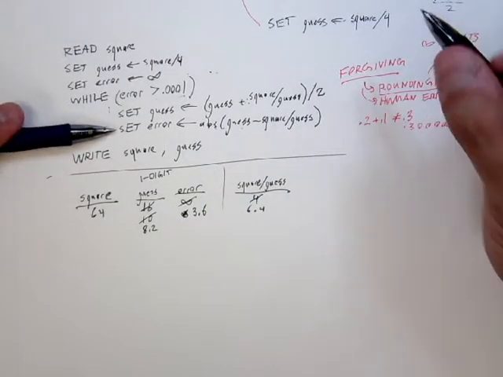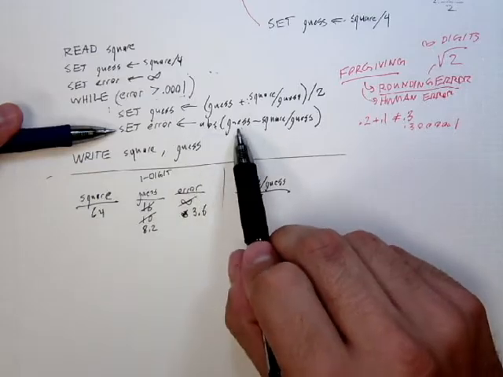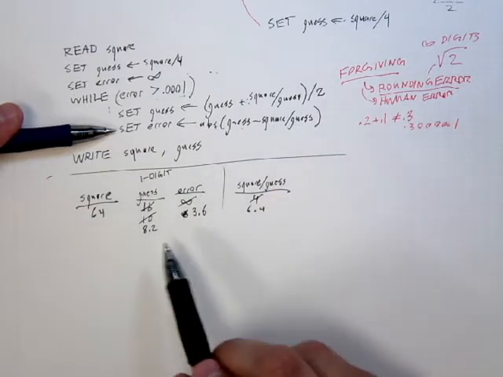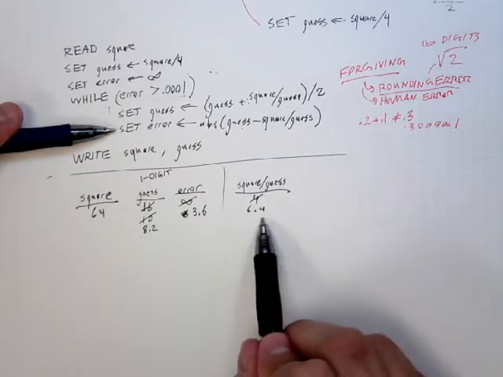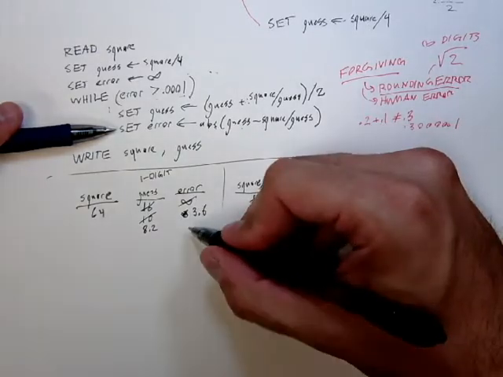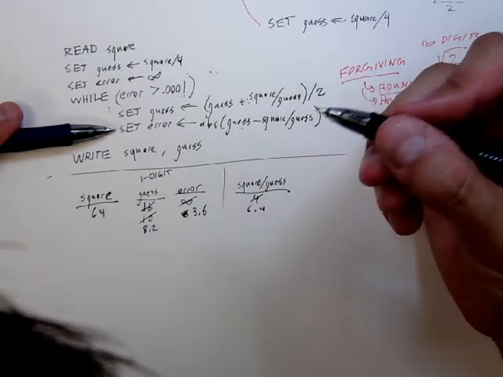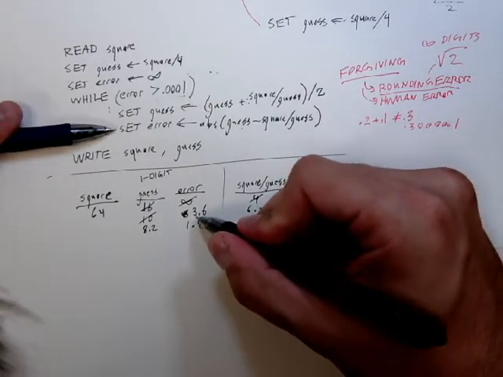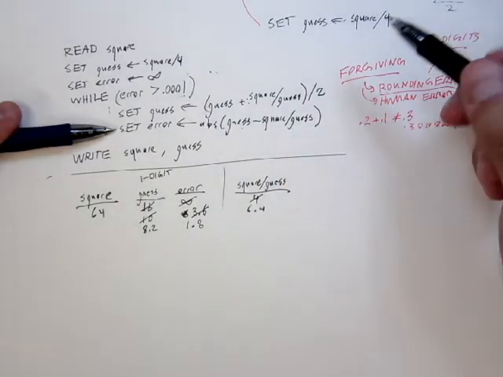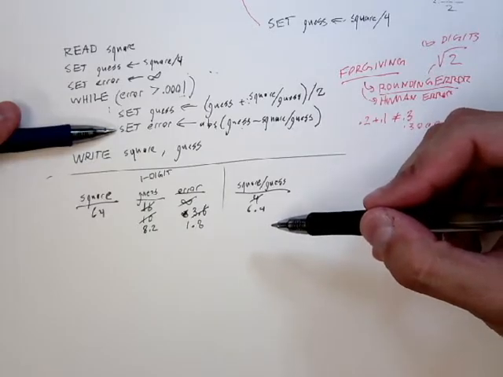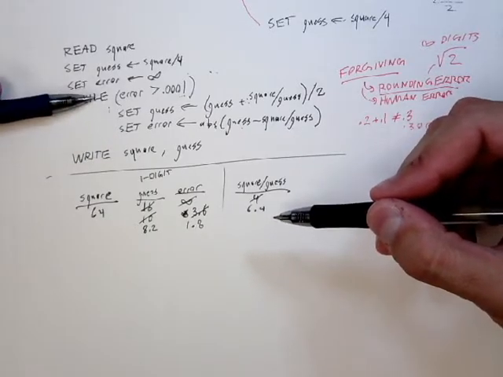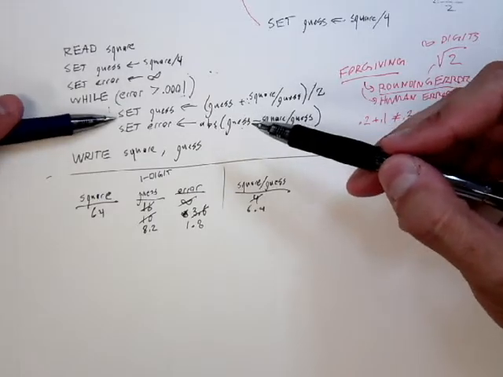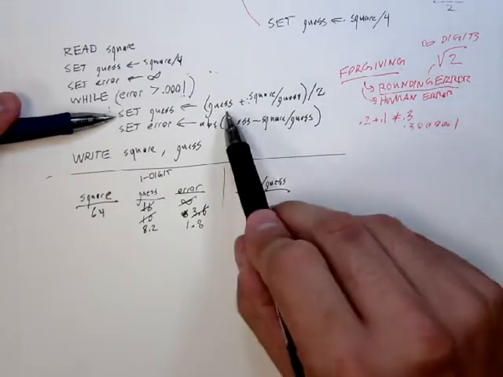So now my error is the absolute value of guess minus square over guess. So it's the difference between those two, which is 1.8. Okay, and that's still above the tolerance value. So I'm going to come up here, and it's too big. So then I set the guess equal to guess plus square over guess.